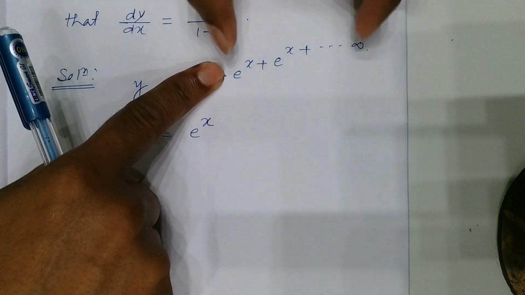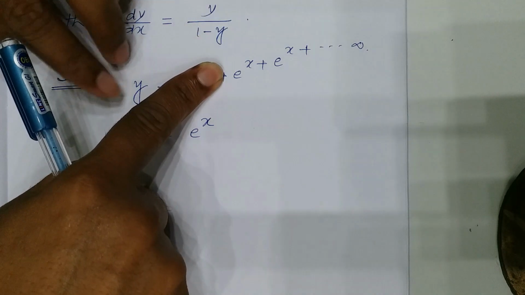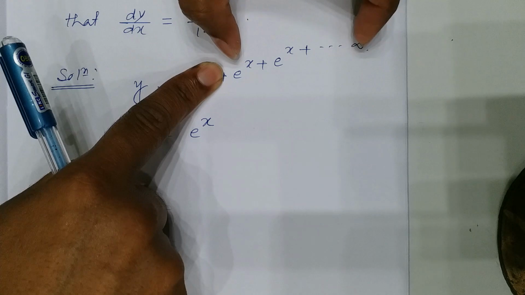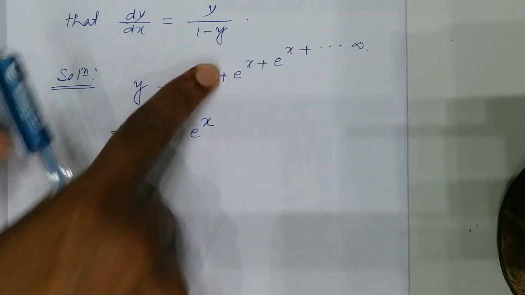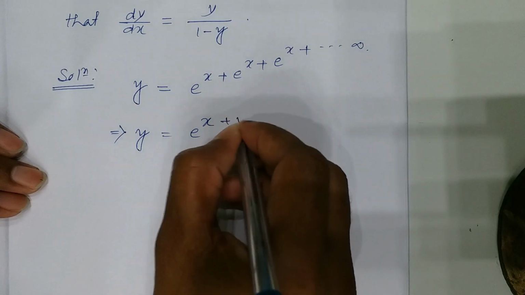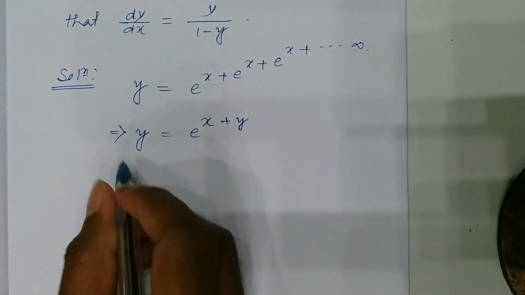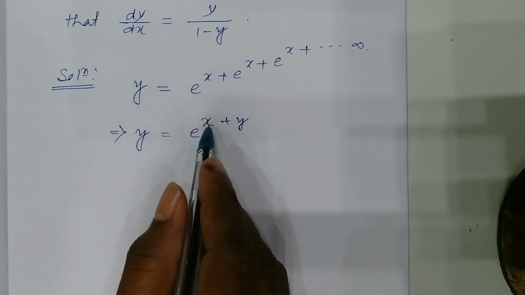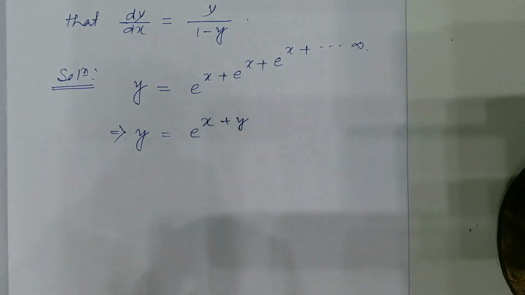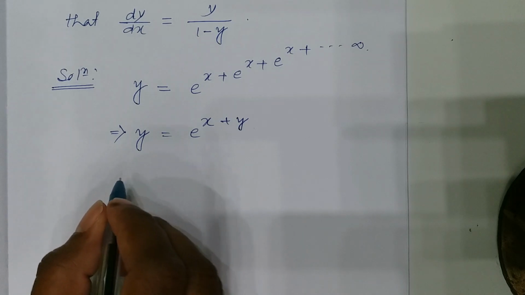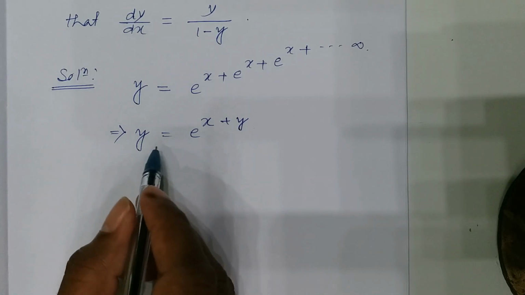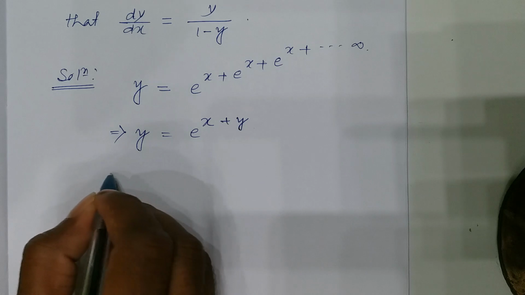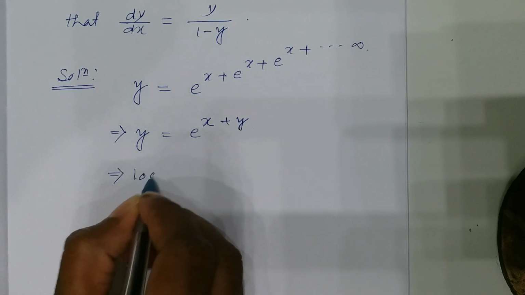Then the rest of the terms can again be considered as y, because this is again an infinite series, a symmetric infinite series, therefore it is replaced by y only. So this is our equation now: y is equal to e to the power x plus y. You can differentiate it, or by taking logarithm you can also differentiate. So let us take logarithm, it will be easier than the other method.